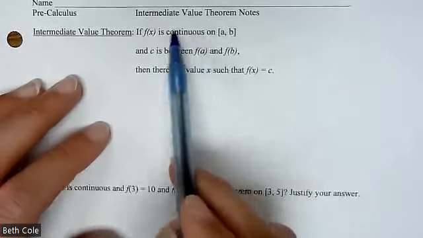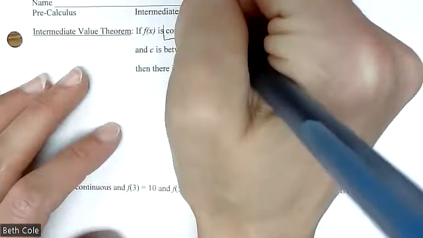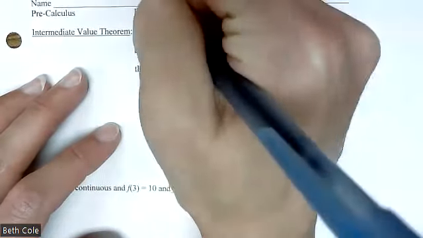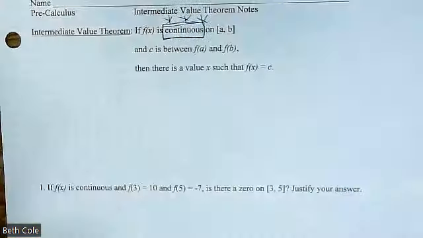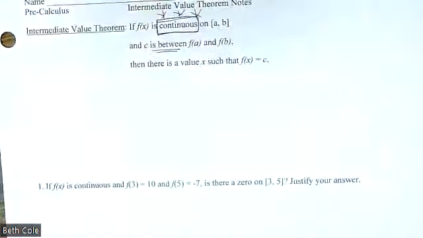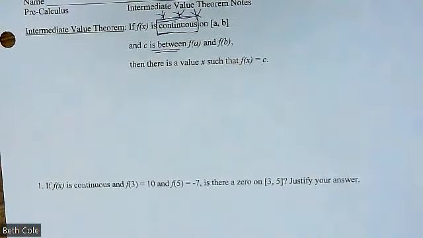So it says, if a function is continuous, I want you to highlight that or underline it or put stars next to it or something, because that's the crux of the whole thing. If the function is not continuous, the theorem goes out the window. You can't even use it. Continuous on an interval A to B, C is in between. In between means in the middle. That's what intermediate means. The other two outputs, f of A and f of B. Then there is a value x such that f of x equals C. And it looks like the alphabet threw up on your paper.